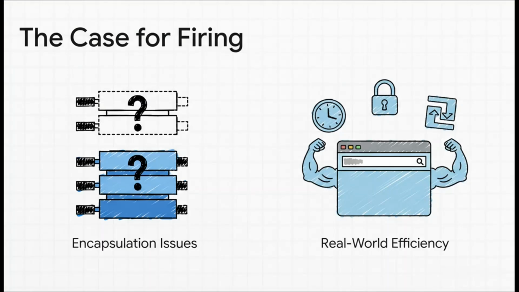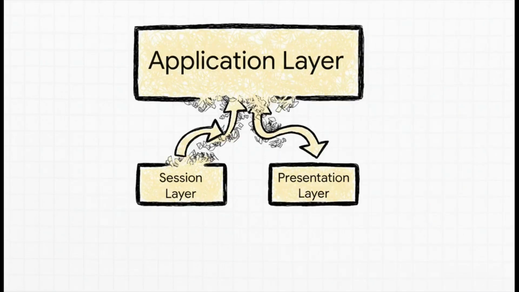Okay, here's the case for the prosecution. First, there were some, let's call them encapsulation issues. See, the lower layers each wrap the data in a new envelope with its own address, its own header. But the session and presentation layers, they don't really do that in the same clean way. And second, and this is the real kicker, it just came down to real-world efficiency. It turned out that the applications themselves, like your web browser, were already doing these jobs just fine on their own. And so, the verdict was in.